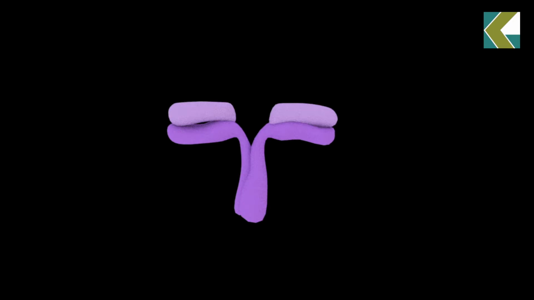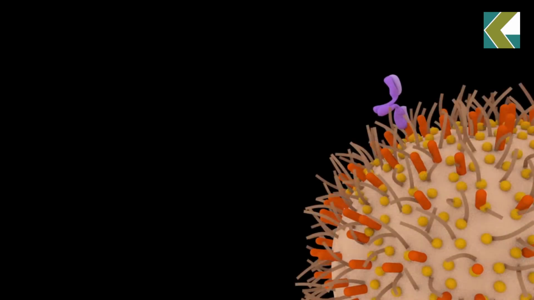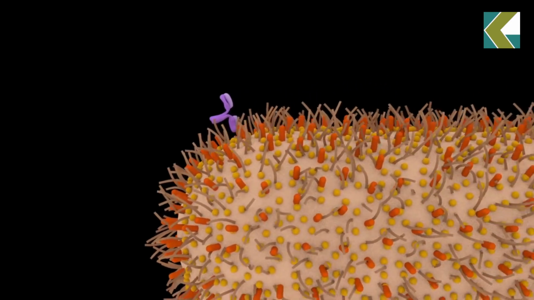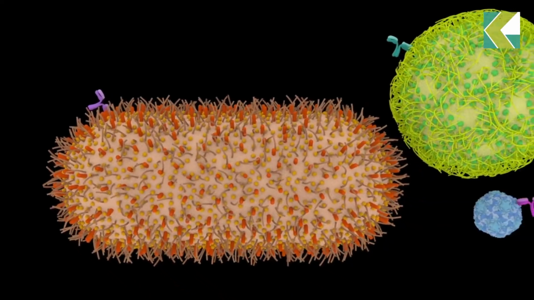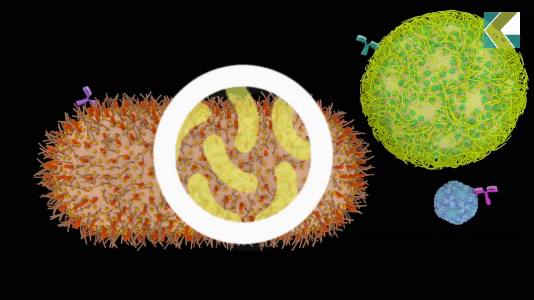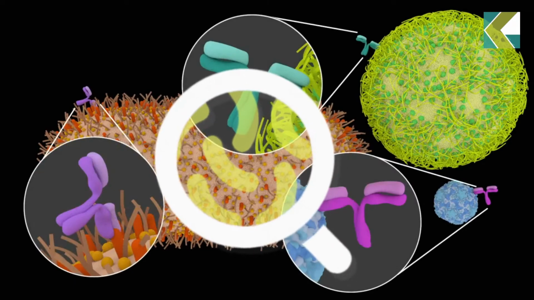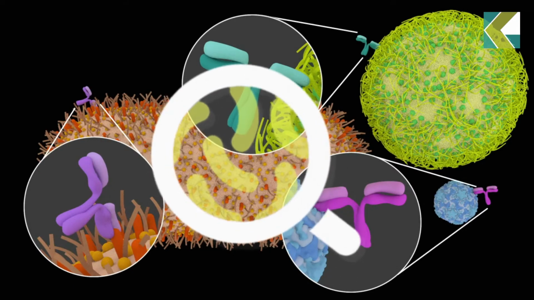Antibodies are proteins that can specifically recognize foreign invaders or pathogens, such as viruses, bacteria, and parasites. All pathogens express a unique combination of molecules, both inside and outside their cell membranes. These are called antigens. Antibodies can serve two functions.